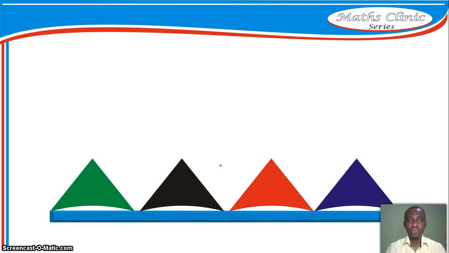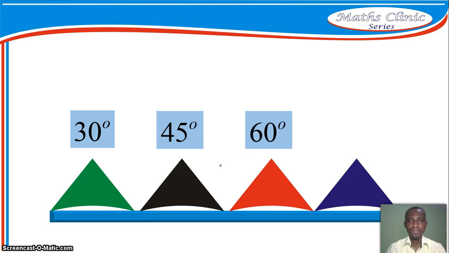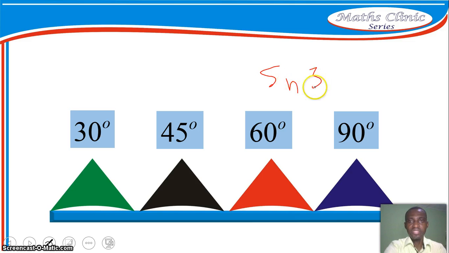Now, the special angles we are going to deal with are the following: 30 degrees, 45, 60, and 90. What we are going to do basically is find the value of, maybe, sine 30. What is sine 30 without using a calculator? What is cos 30 without using a calculator? And what is tan 60 without using a calculator? So this is what we are going to do in this aspect of the course.